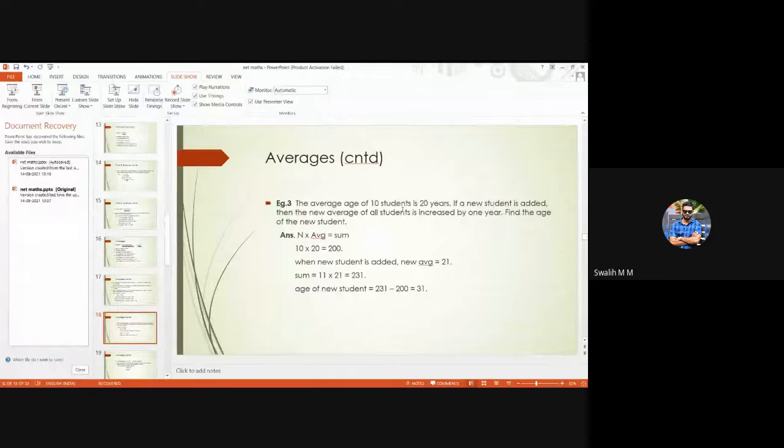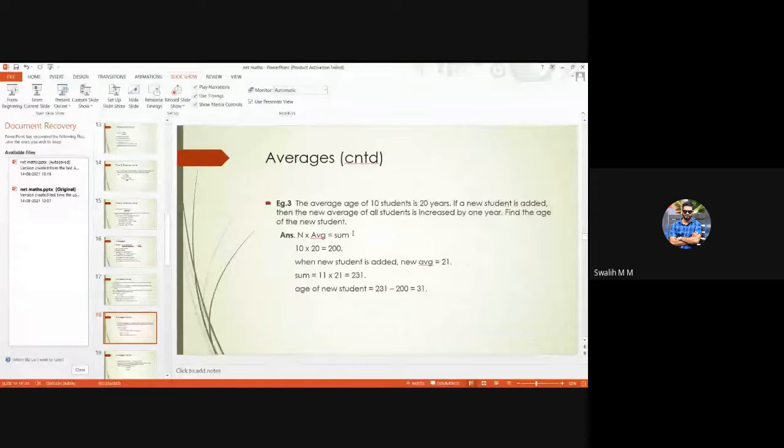Anyone? Anyone? See here, it is given that the average is increasing. So the student must be older than the general average of the students.